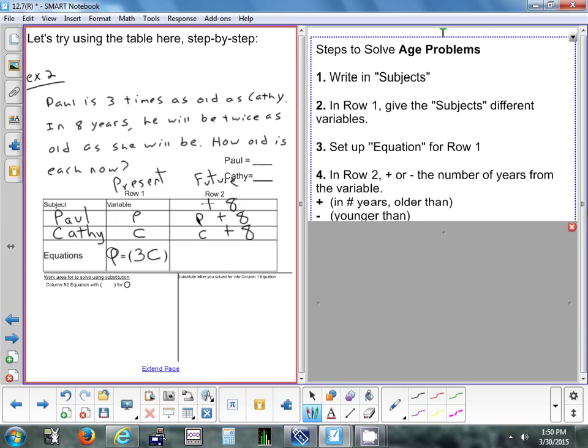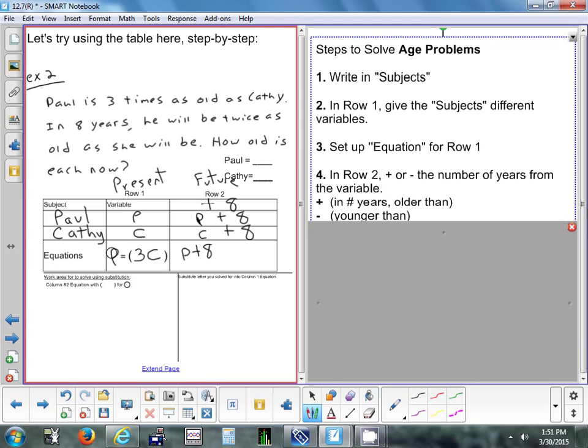All right, so now we go back to this. Now, he will. Who's he, Paul or Kathy? Talking about Paul. Talking about Paul, right? In our future, in our row 2, right? Our row 2 is our future information. Right now, what is Paul? How are we representing Paul in the future? P plus 8, right? In 8 years. Here's our plus 8 column, right? We're in the plus 8 column, on the future column, right? So he is P plus 8. That's he, all right, we covered that.